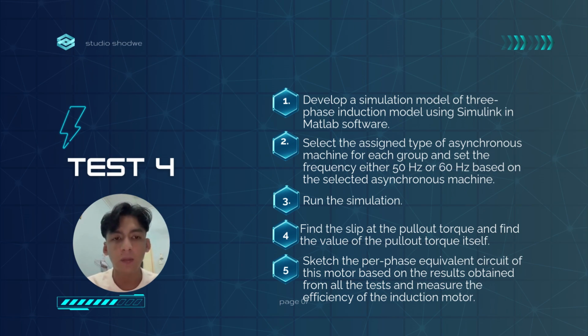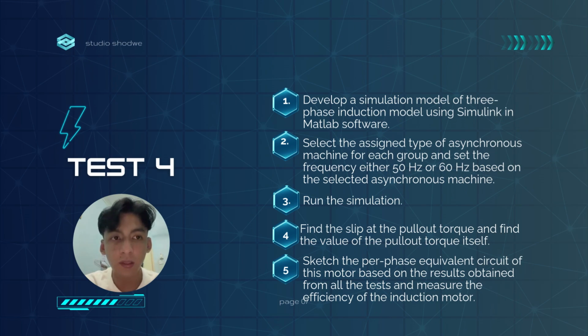Thank you. Hello, Assalamualaikum. My name is Abdulhakim bin Muizuddin, and after test 3, I want to continue with test 4. Test 4 is about developing a simulation model of a three-phase induction motor using Simulink in MATLAB software. Second, select the assigned type of synchronous machine for each group and set the frequency, either 50 Hz or 60 Hz, based on the selected synchronous machine.